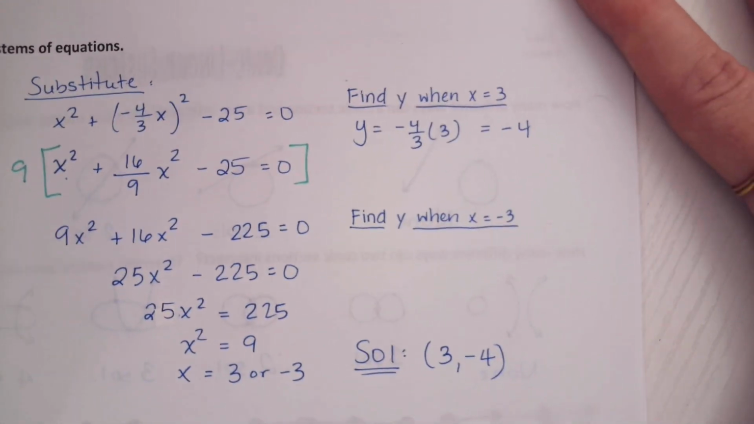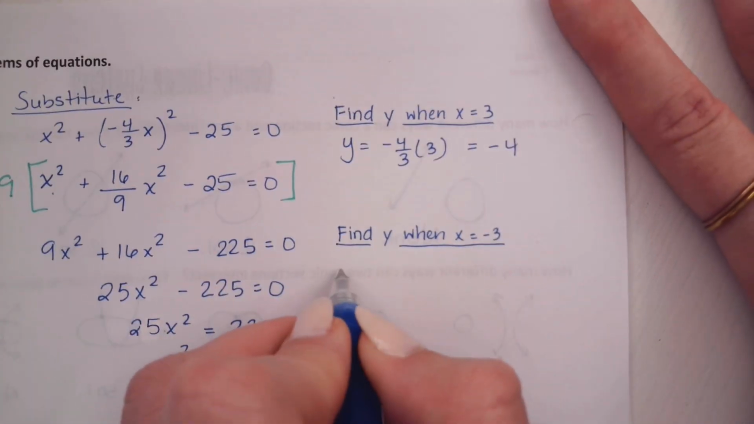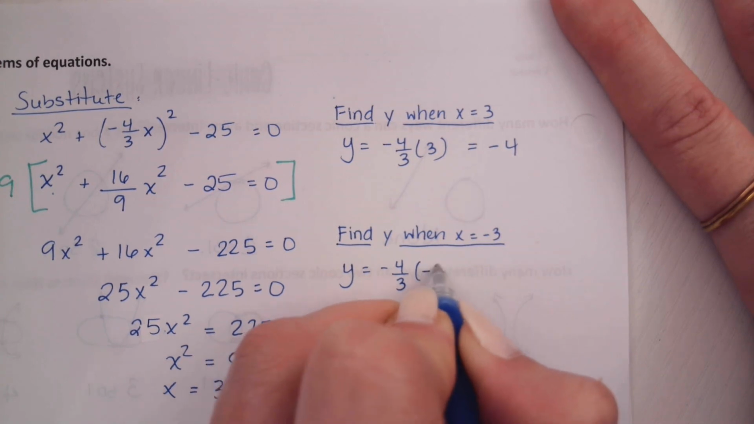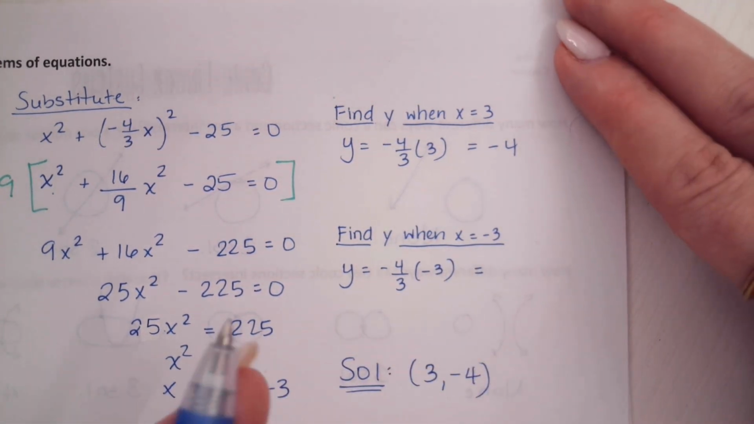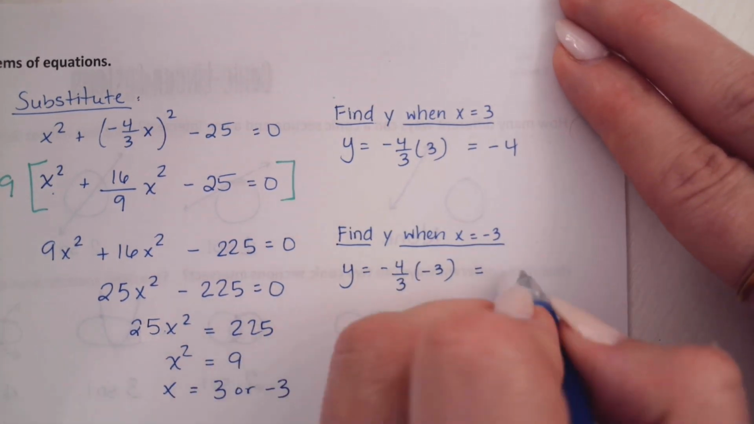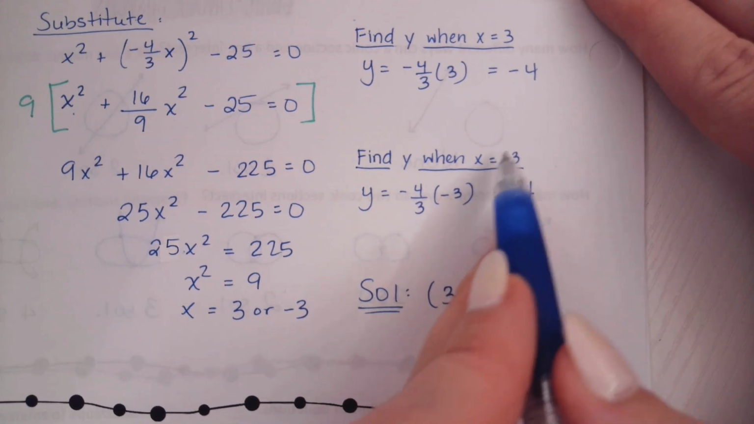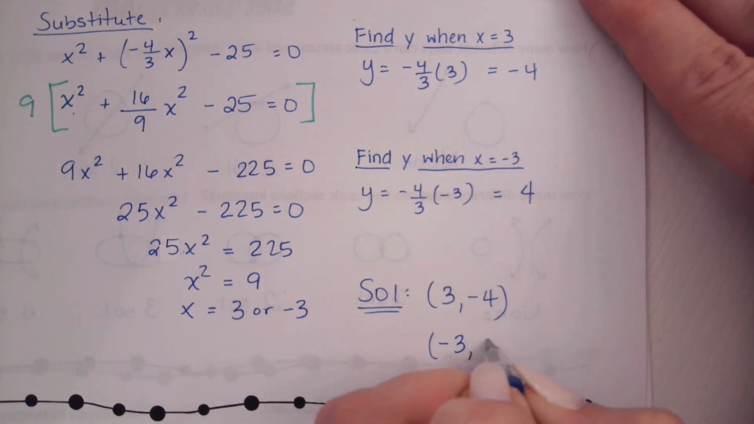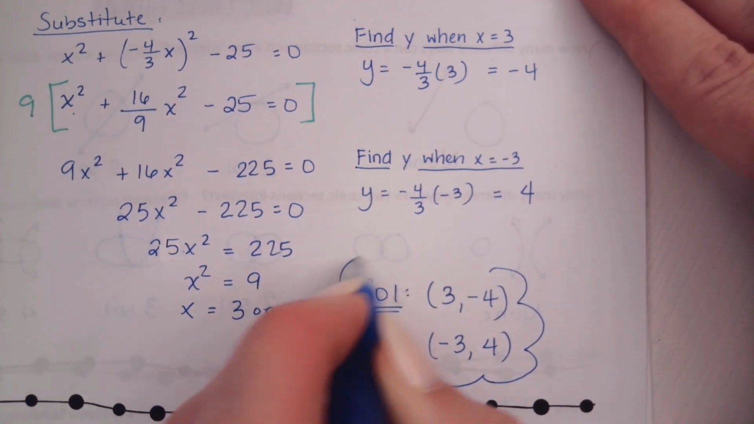Okay, and then we'll also find y when x is negative 3, taking that negative 3 and putting it right here. So we get y equals negative 4/3 times negative 3, which is 4. Yes, positive 4. So that would make my second solution negative 3, positive 4. So this one has 2 points they intersect at.